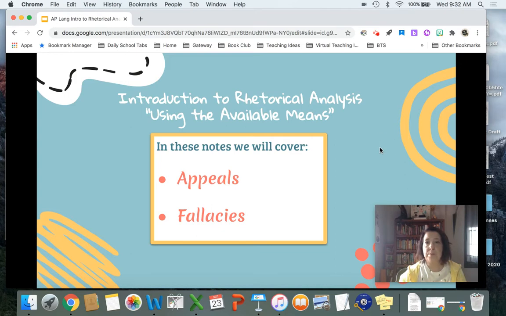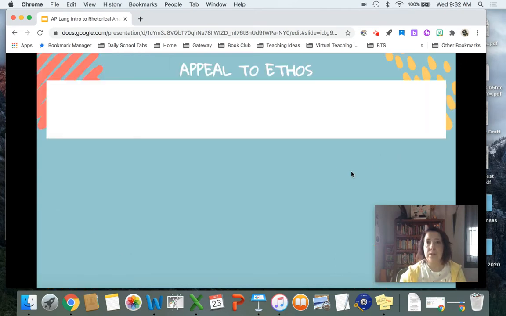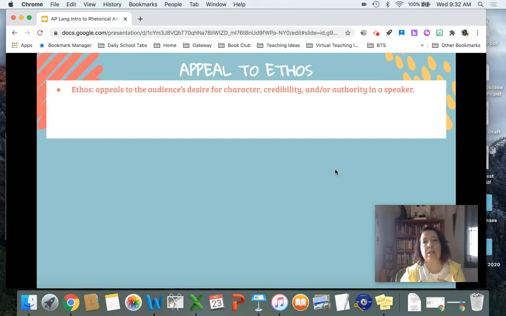We're going to start with appeals, and we're going to start with appeal to ethos. So ethos is when the writer appeals to the audience's desire for character, credibility, and or authority in a speaker. I feel like ethos is sometimes the one a lot of people struggle with remembering, because ethos is not a word maybe you think of commonly in your own vocabulary, but it is the word from which ethics is derived.